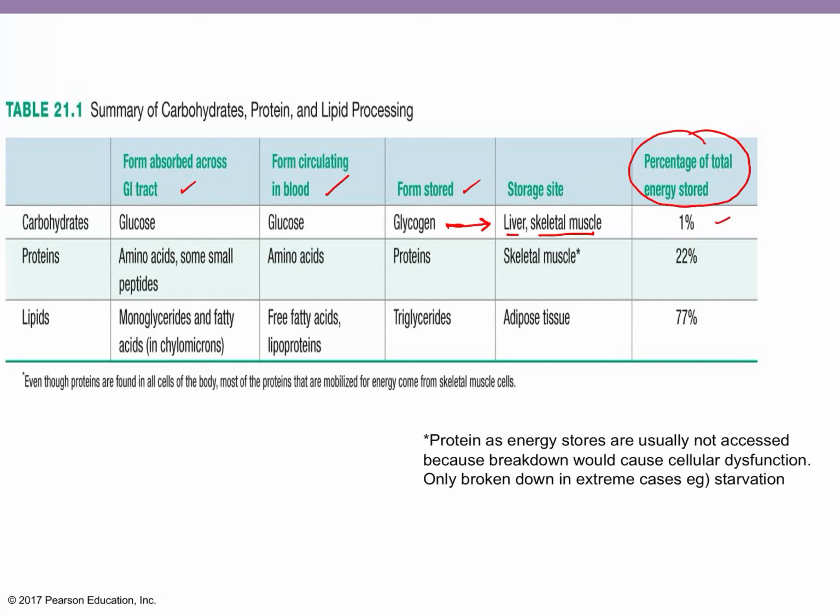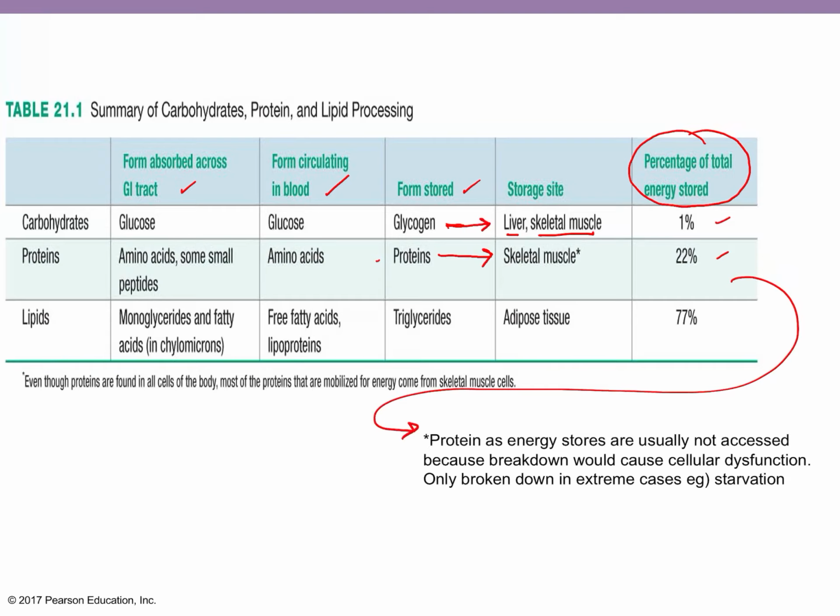We have a lot of energy stored as protein, right? So if we look at the proteins, our proteins are stored in skeletal muscle, and this is going to be 22% of our stored energy. But in terms of liberating that energy and using protein as an energy source for your body, it's not a significant source of energy because your body does not want to break down protein. It's going to first use carbohydrates, then it's going to use the fat stores, and then the very last thing your body's going to do is use protein for energy.